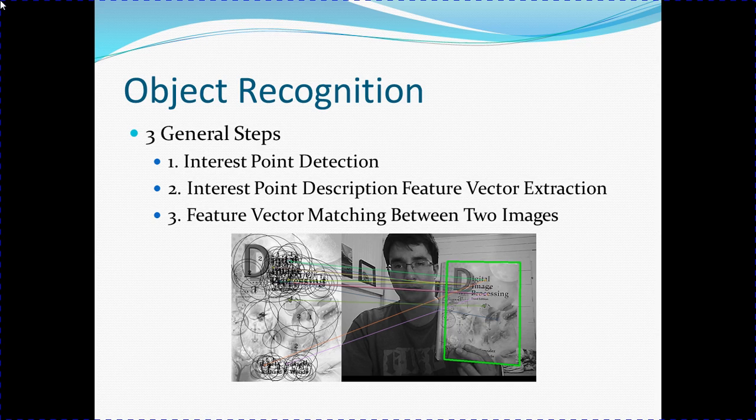So there are three general steps for object recognition. The first step is interest point detection. The second is interest point description or feature vector extraction. And the third is matching feature vectors between two images.